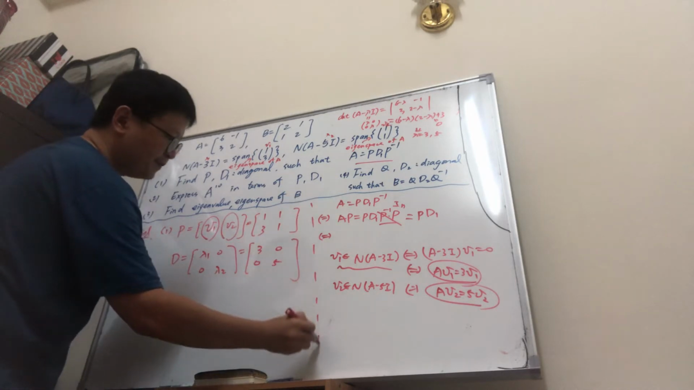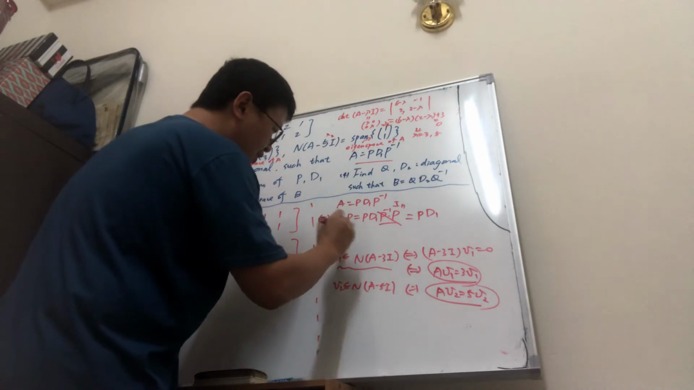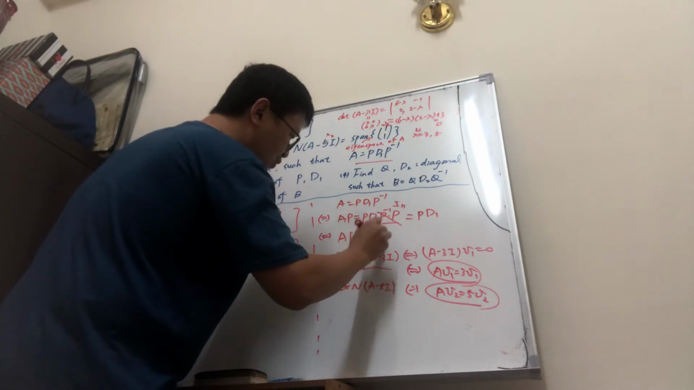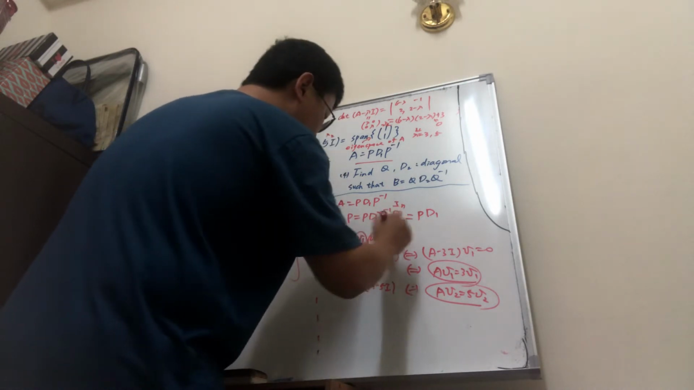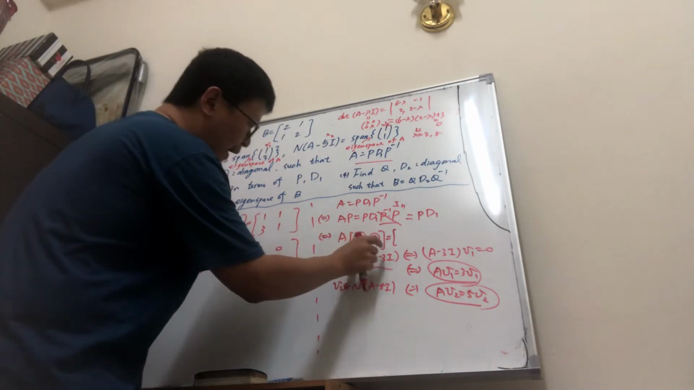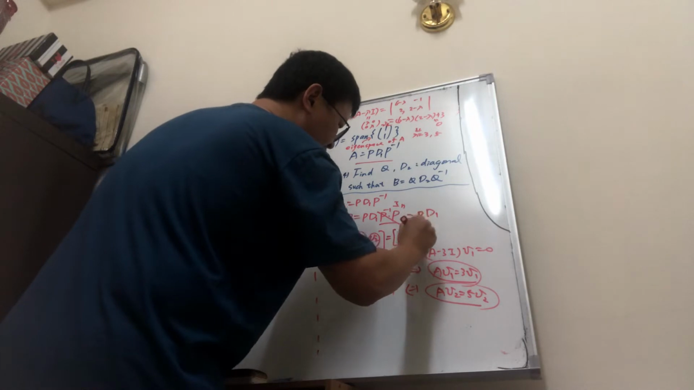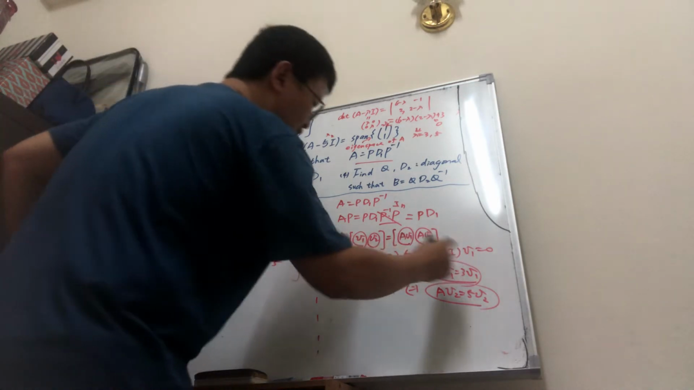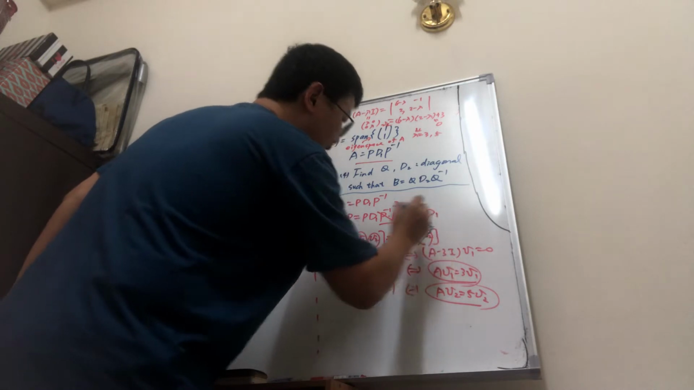Then what can we say? Now P is the matrix [V1 V2]. Once we consider AP, it's the multiplication of block matrices, so we get AV1 in the first column and AV2 in the second column. But AV1 equals 3V1, and AV2 equals 5V2.